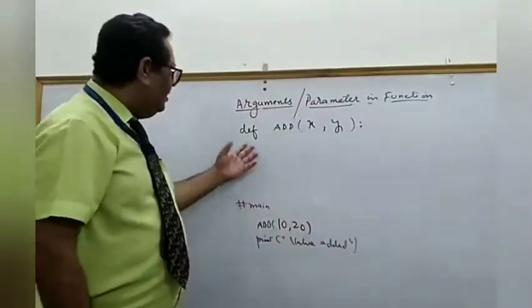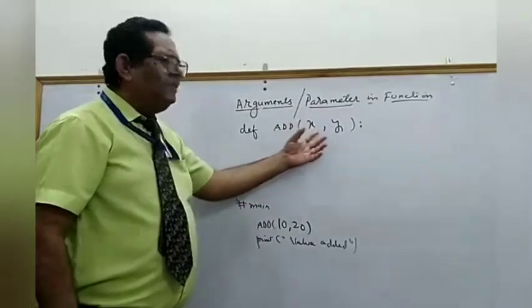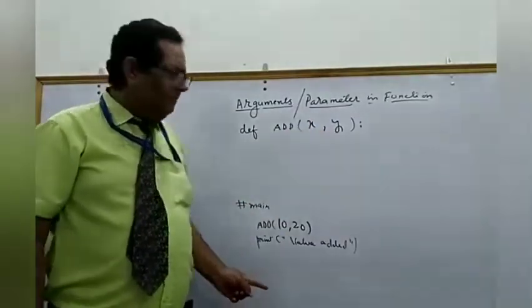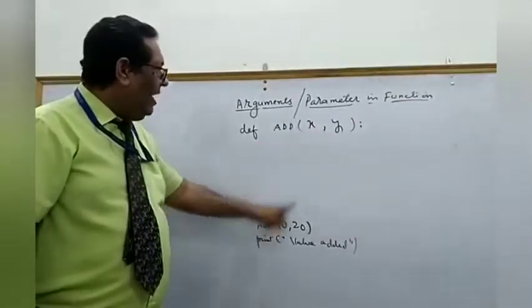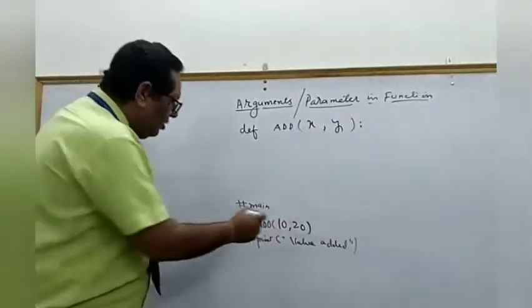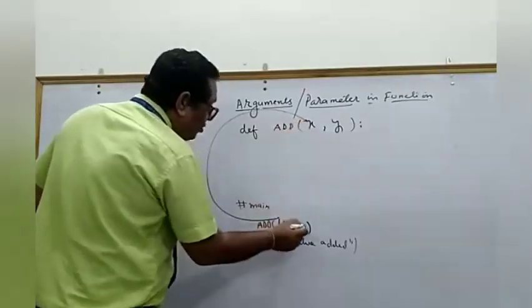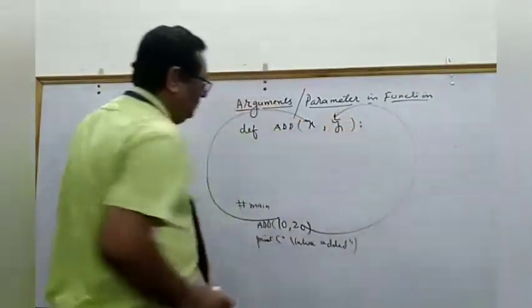Correct? Now you can see the values of x and y are the ones passed by the function main while calling the function add. So for x, what's the value? 10. For y, what's the value? 20. So this 10 will go to x and this 20 will go to y.